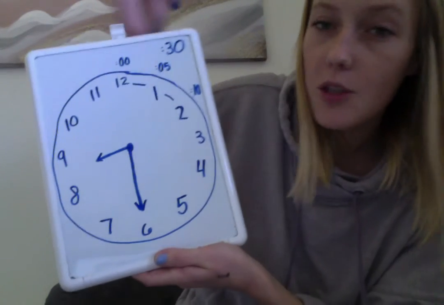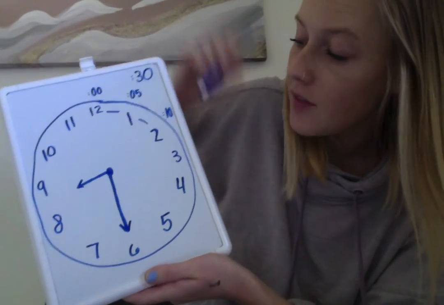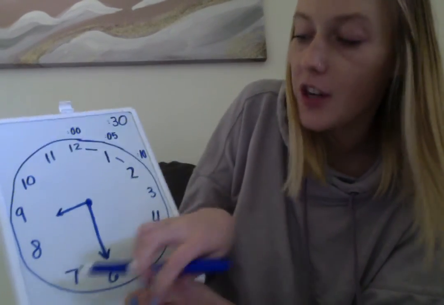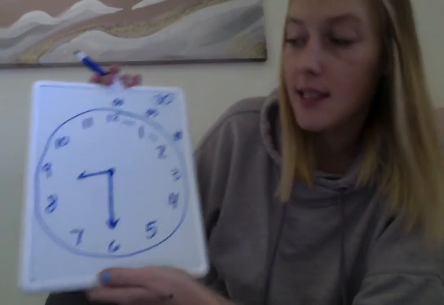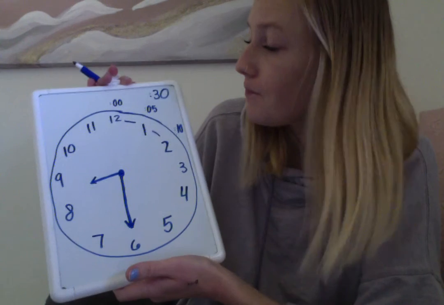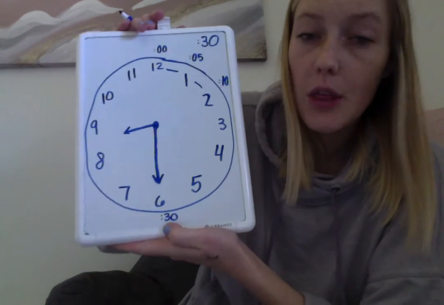Because this is when it's 0. As you go around the clock, it's 0, 5, 10, 15, 20, 25, 30, 35, 40, 45, 50, 55. That's for our minute hand. That tells us what minute it is. The hour hand tells us what hour it is. So right now, we are down here at the 6, which means it is something 30.